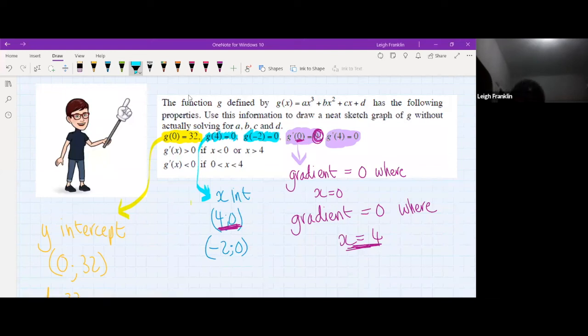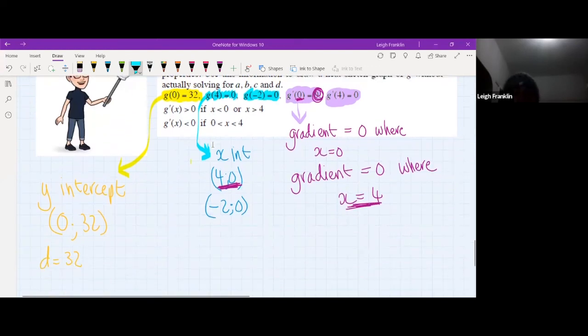So we're starting to collect information. We're starting to understand how we're now actually going to draw this graph. What we've got up to this point is the y-intercept, the x-intercepts, and the x-coordinates at the turning points. We know nothing about the shape. We do not know if the graph is concave down and then concave up, or concave up and then concave down.